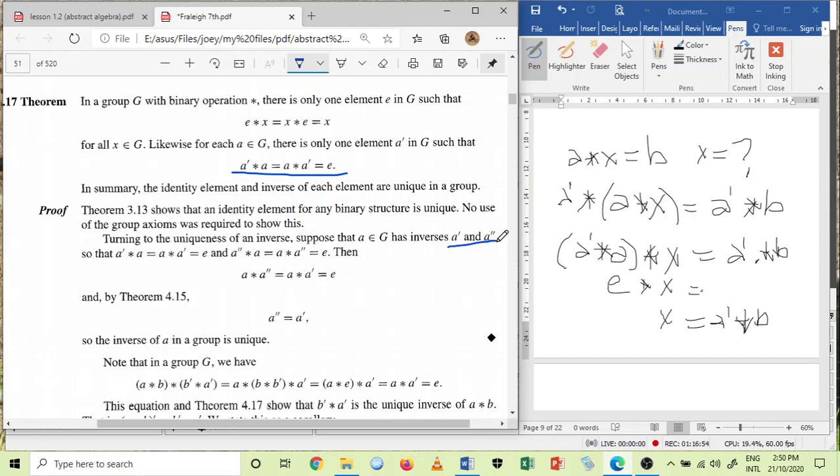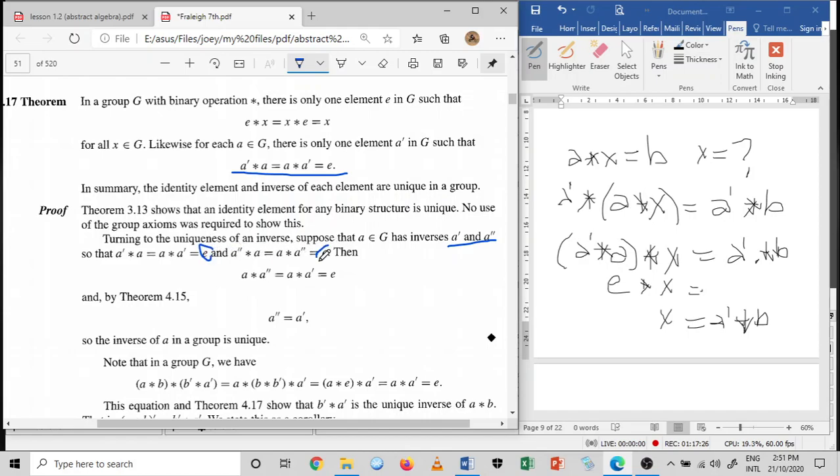Suppose there are two inverses, A prime and A double prime. Meaning, since A prime is an inverse, it should follow that A prime operation A equals A operation A prime and both are equal to E. At the same time, because A double prime is also an inverse, so we say that A double prime operation A is equal to A operation A double prime, and both also are equal to E. These two equations are both equal to E.